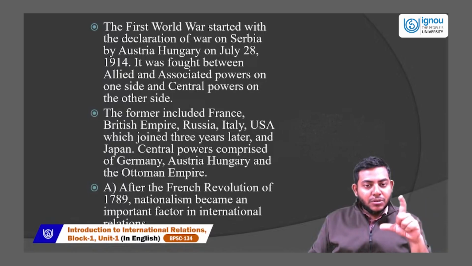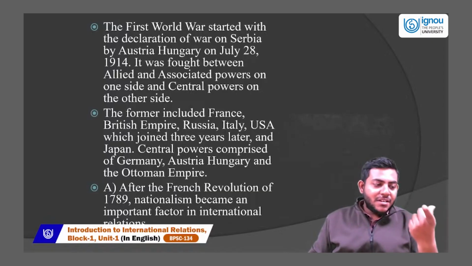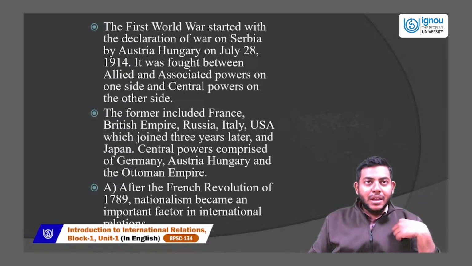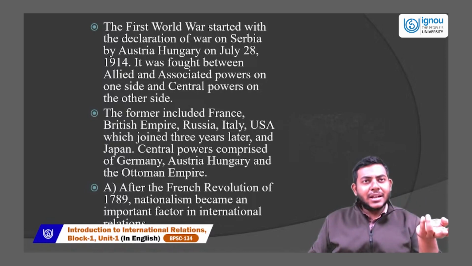Italy initially belonged to the Central Powers, but 1 year into the war, they switched sides in 1915. They joined the Allied powers. The Central Powers consisted of Prussia, that is today's Germany, which still had a monarchy at that time.